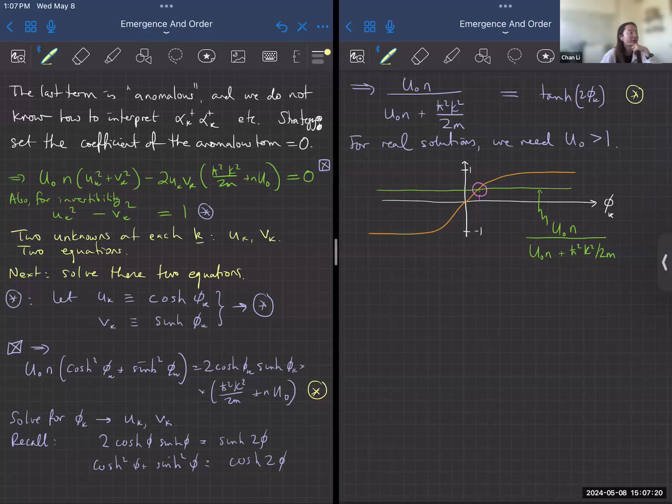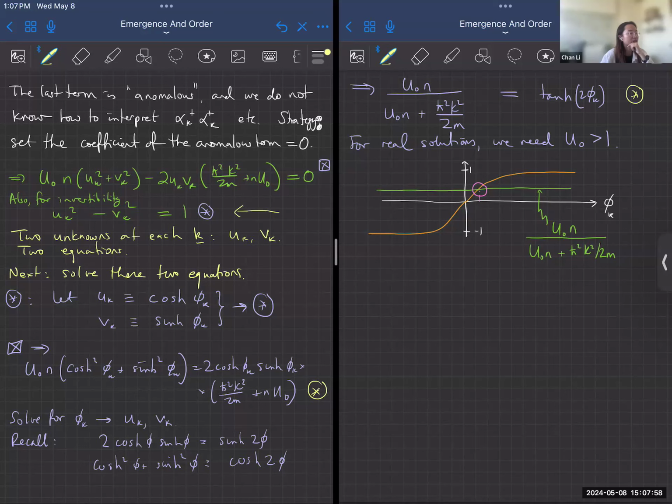Oh yeah, I guess my question should be, why is u_k larger than zero, or why can you construct the parameterization of u_k and v_k based on that? Well, because of this equation up here, u_k squared minus v_k squared equals 1, so I can satisfy that equation if u and v are functions of another variable that is like that.